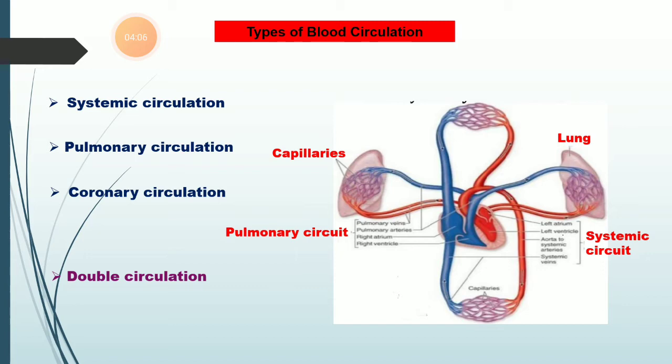Next, double circulation. The blood circulates twice through the heart in one complete cycle. That is, sending oxygenated blood to all the parts and receiving deoxygenated blood, sending it to the lungs for purification and receiving oxygenated blood from the lungs. Together, one complete cycle is called double circulation. In double circulation, oxygenated blood and deoxygenated blood do not mix with each other.